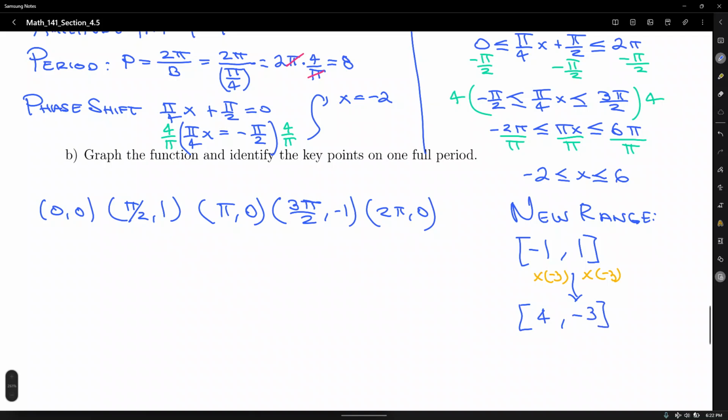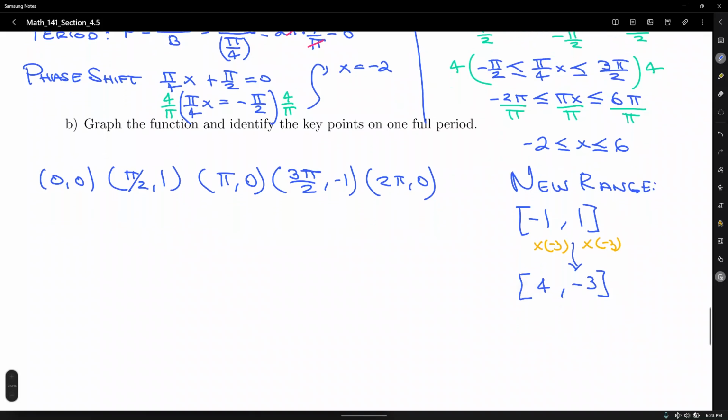But actually, guys, I don't think this makes sense to read, because intervals of numbers are always meant to be read from smaller to larger, not from larger to smaller. So fix this by simply reversing the order.